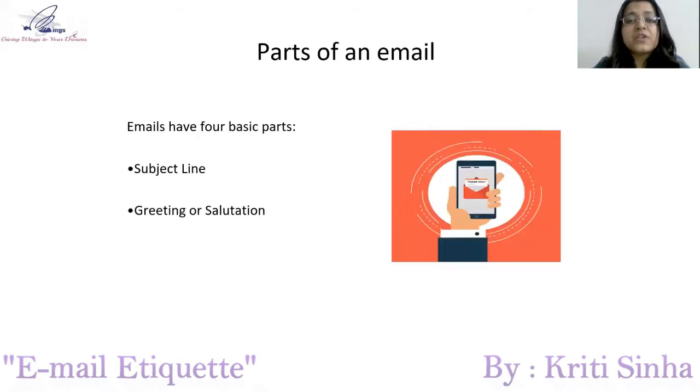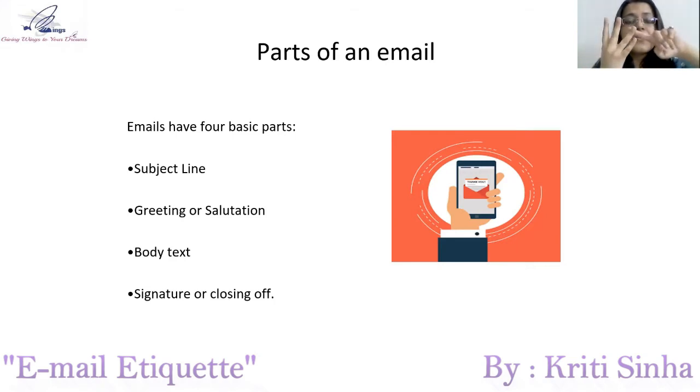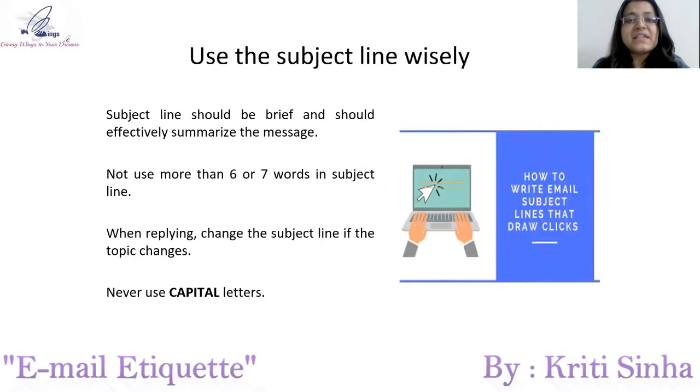Let's talk about the parts of an email. We all know that an email has four parts: subject line, greeting or salutation, body text, and signature and closing off. Further, we are going to discuss all these parts of an email one by one. So let's start by discussing the subject line.